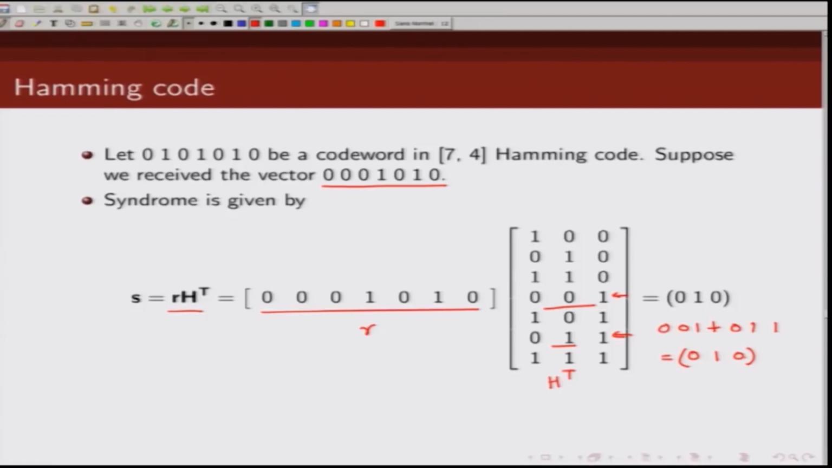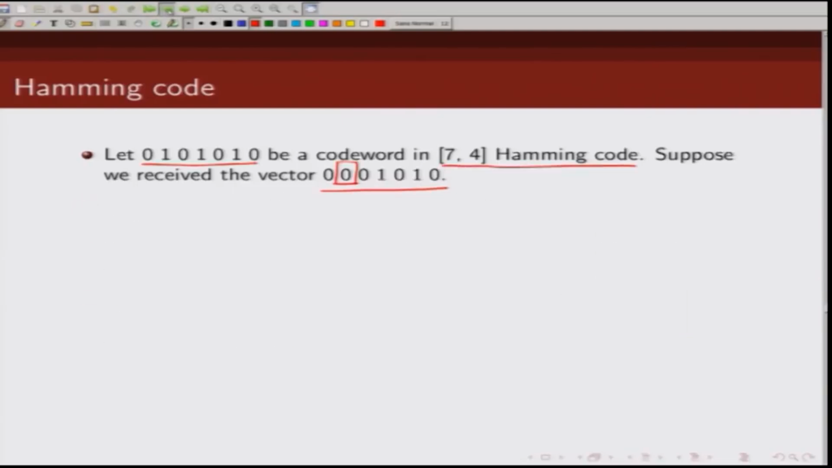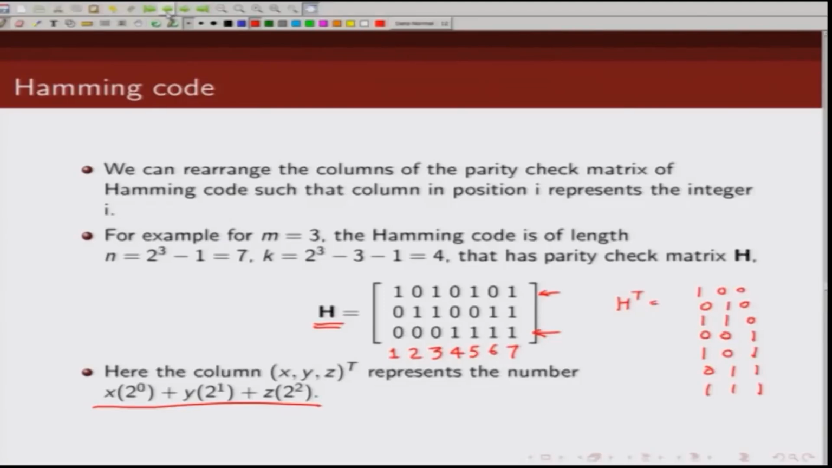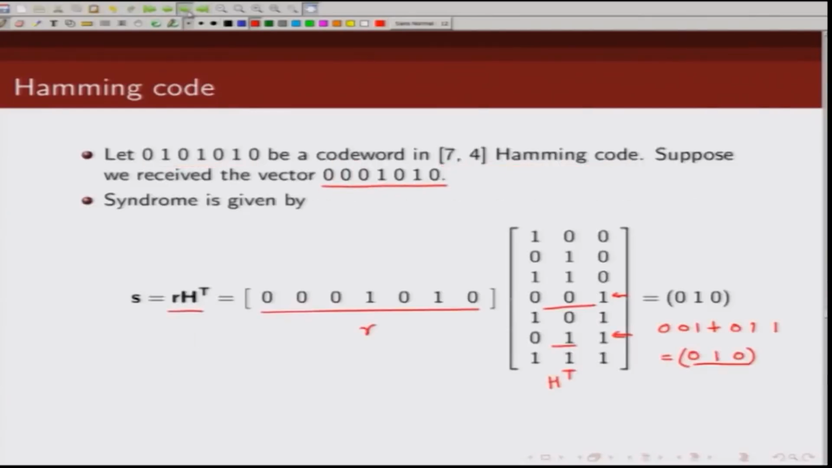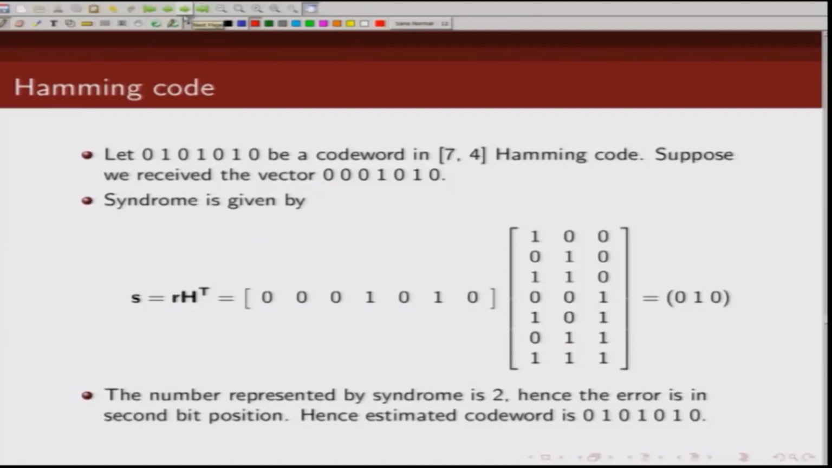Now, what do I do? I go back and check which column is 0 1 0. So, if I go back to my parity check matrix, I notice that 0 1 0 is this second column of my parity check matrix, right. So, what does it indicate then? It indicates that the second bit of my code word is in error. So, then I can go ahead and correct this error.